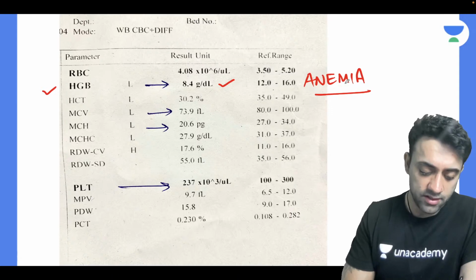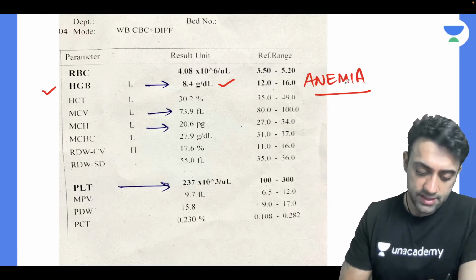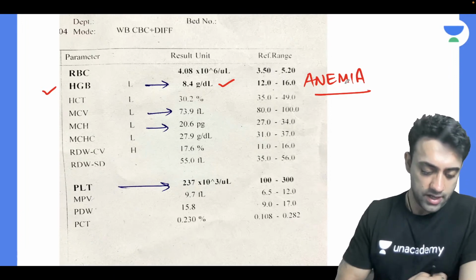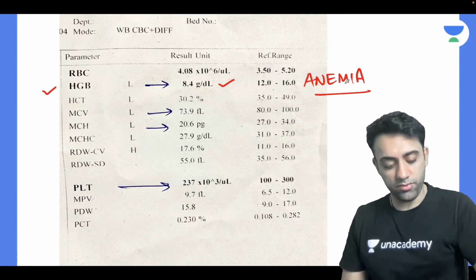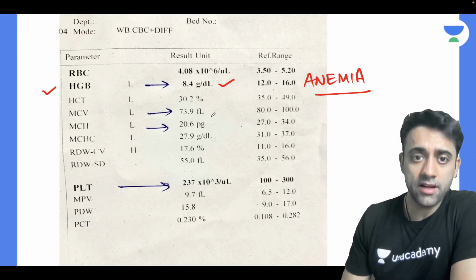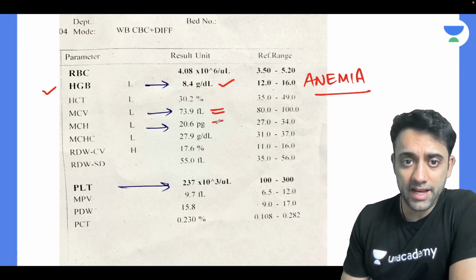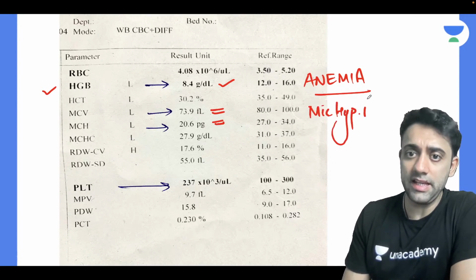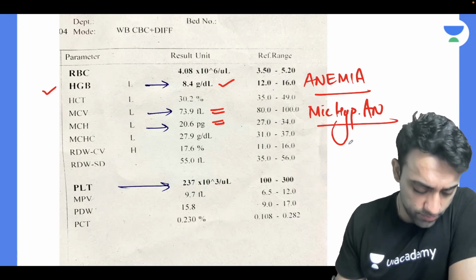T for thalassemia, H for hereditary spherocytosis, I for iron deficiency anemia, and N for neuroblastoma, and that's it. Very good, perfect. So the best answer to this question will be anemia. The patient has microcytic hypochromic anemia. This is a very easy question. Of course, everyone knows about it, right?